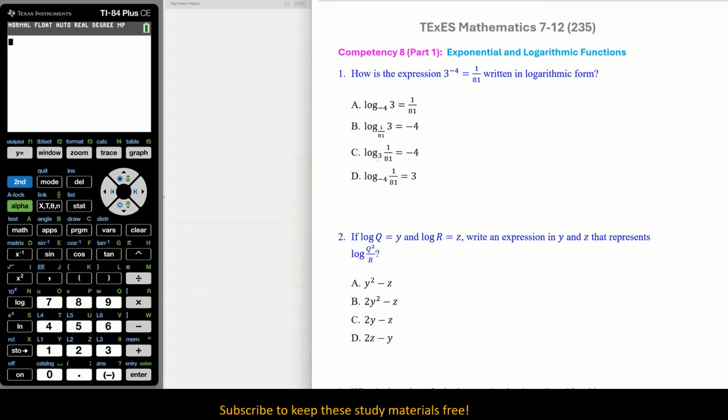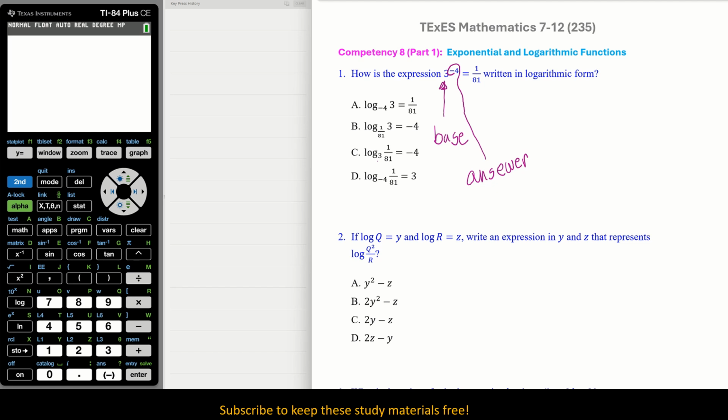Okay, number 1, how is the expression 3 to the negative 4 equals 1 over 81 written in logarithmic form? That means as a log function. Okay, so already you should know from your rules of logs and exponents. So 3 is the base of the log. The exponent, negative 4, becomes the answer or the value that the log function is equal to.